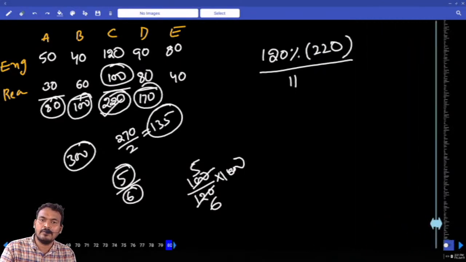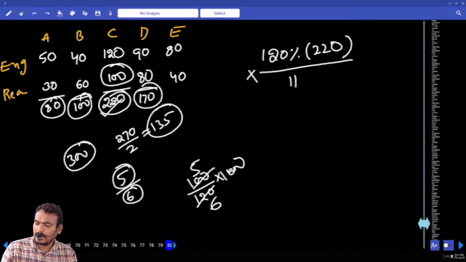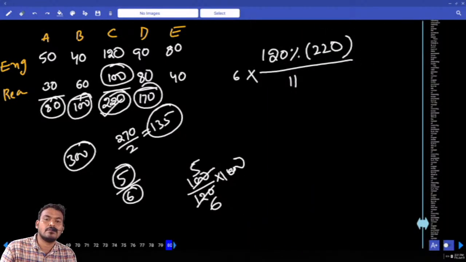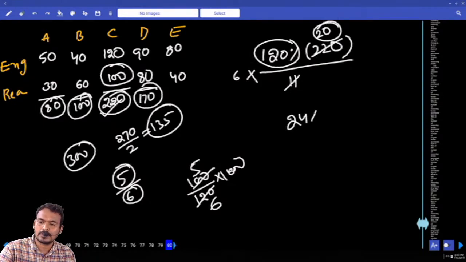Divide by 11. But we required English or reasoning? English. How many parts do we require? 6 parts. Multiplied by 6. 11 how many times? 20 times. 20 times 120% of 20 is 24. 24 into 6. What is the answer? 144.